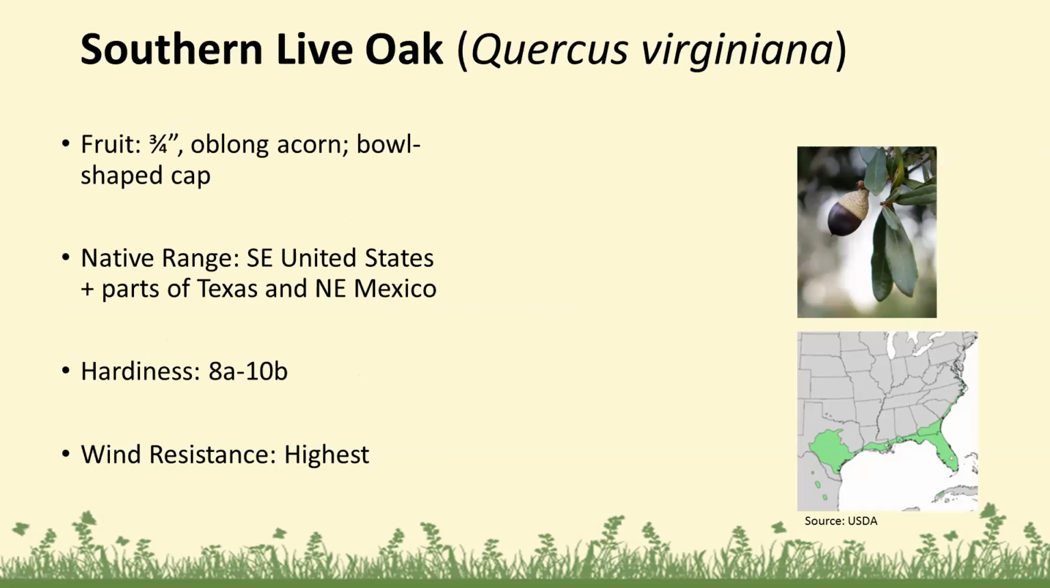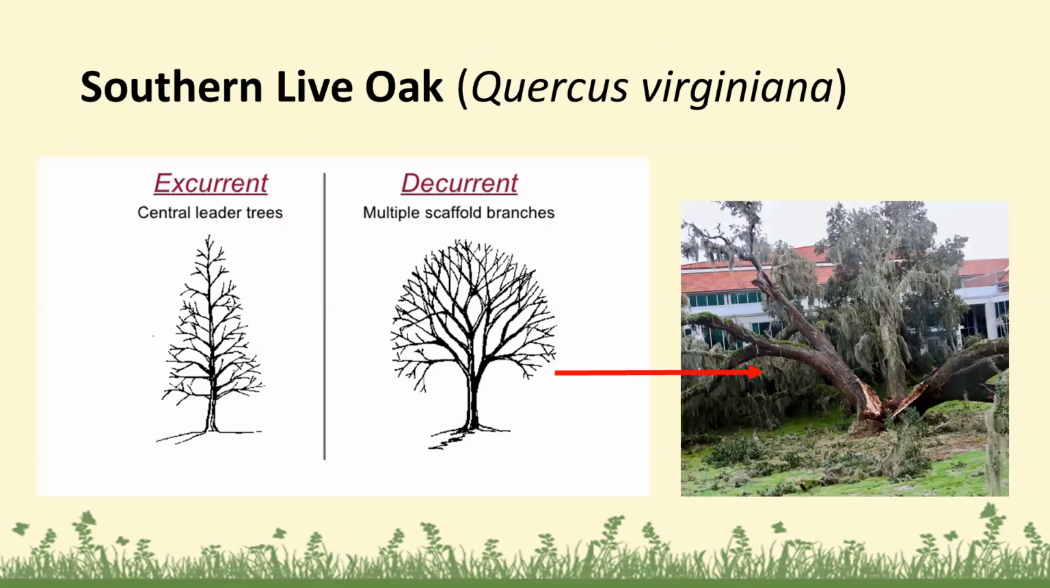It's bowl-shaped. And it's native to a lot of the southeastern United States and a good chunk of Texas, and even into Mexico a little bit. And it's hardy throughout pretty much all of Florida. And it has the highest level of wind resistance, which is something to keep in mind here.